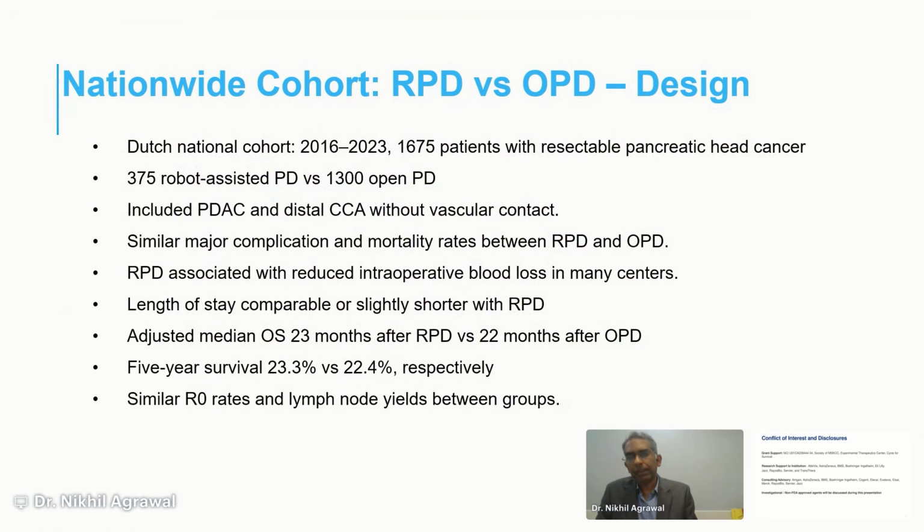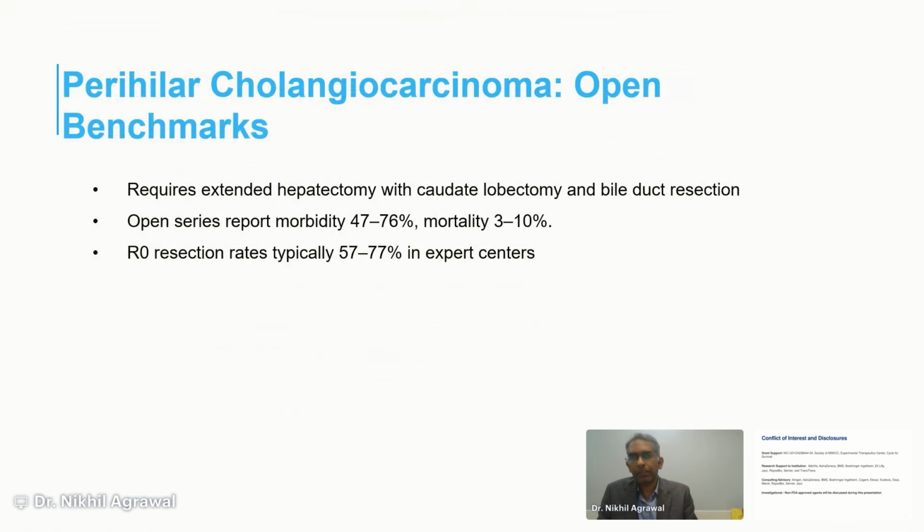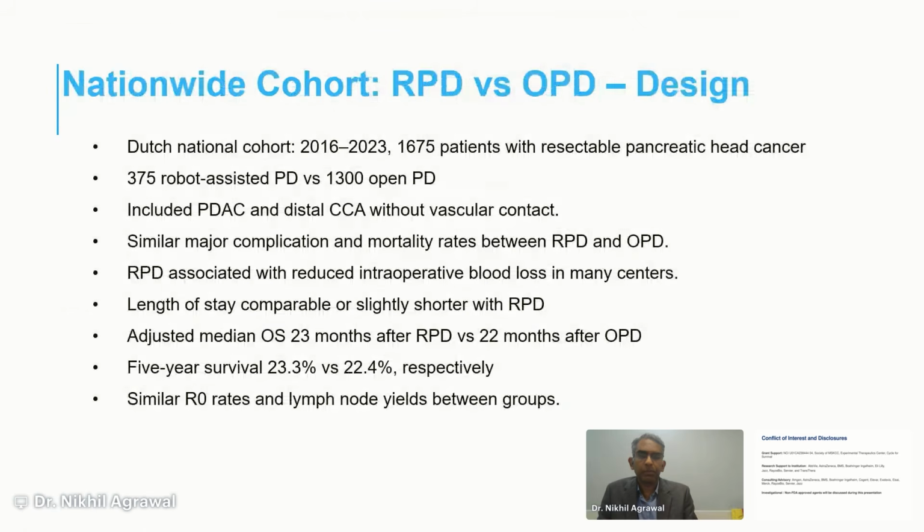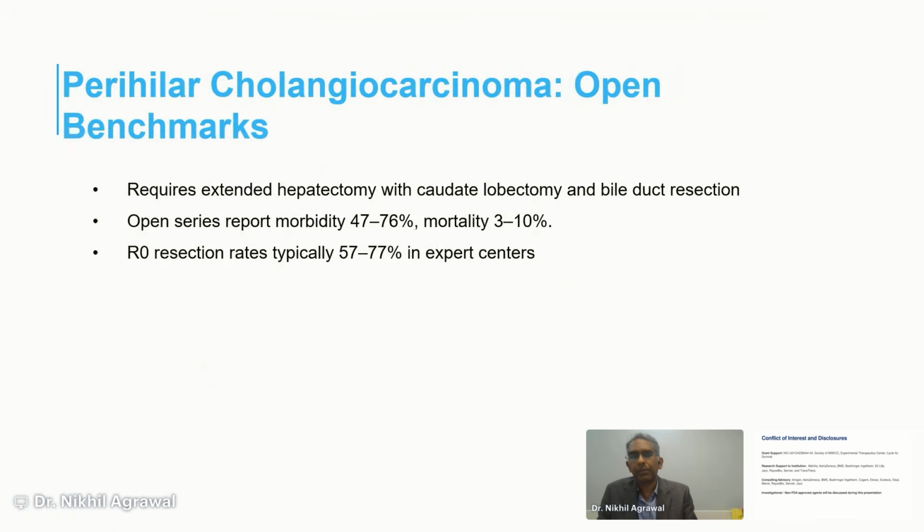So when compared, the robotic cohort had similar major complication and mortality rates, and intraoperative blood loss was reduced. Length of stay was comparable, and OS was also the same, and 5-year survival, R0 rates, and lymph node yields were similar. So this study demonstrated that robotic pancreaticoduodenectomy is almost similar to open pancreaticoduodenectomy.